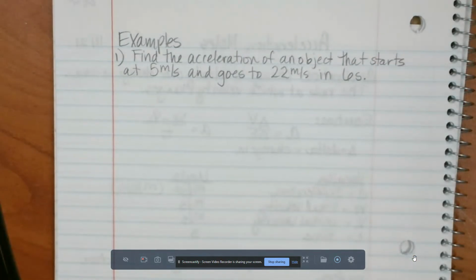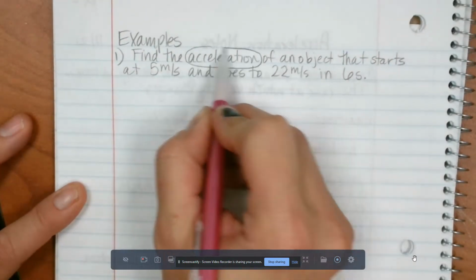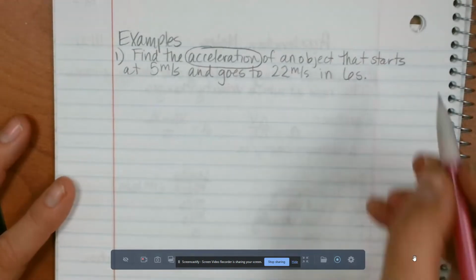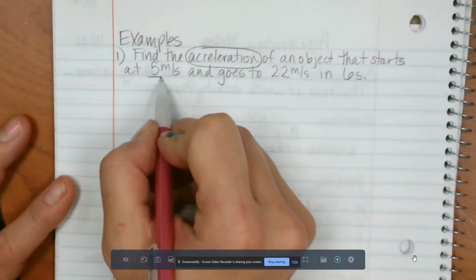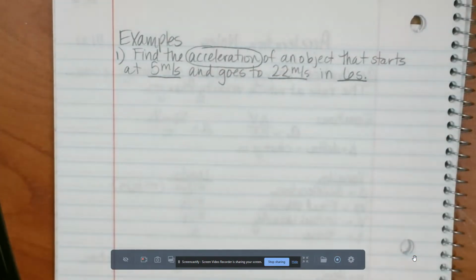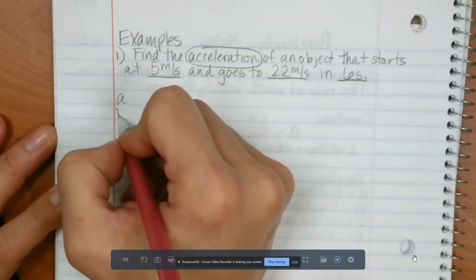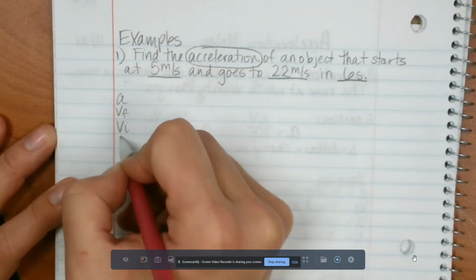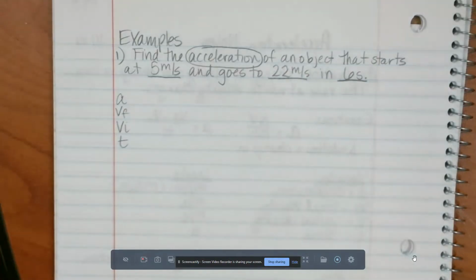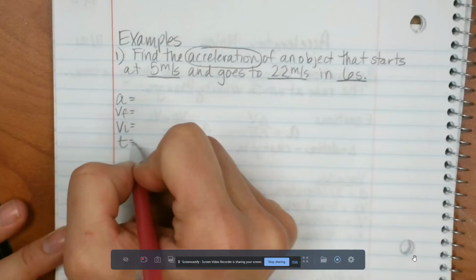So the question is asking us to find the acceleration. So we're going to circle what we need, find the acceleration of an object that starts at 5 meters per second and goes to 22 meters per second in 6 seconds. We are going to find what we need and underline what we're given. So that gives us A, Vf, Vi, and T that we're looking for. And we are just going to fill out all of these variables.